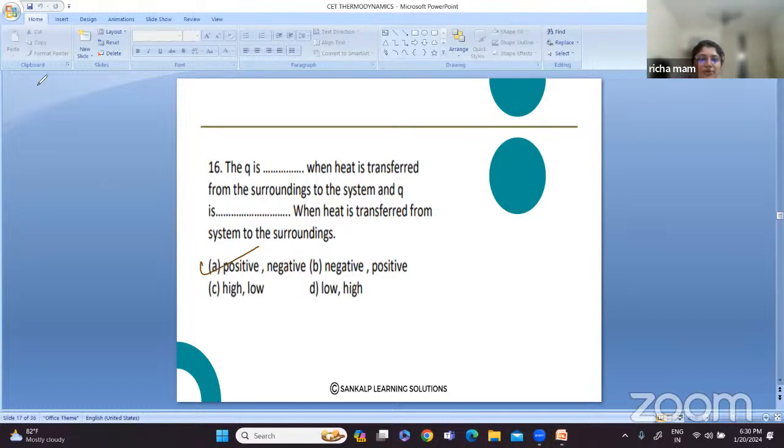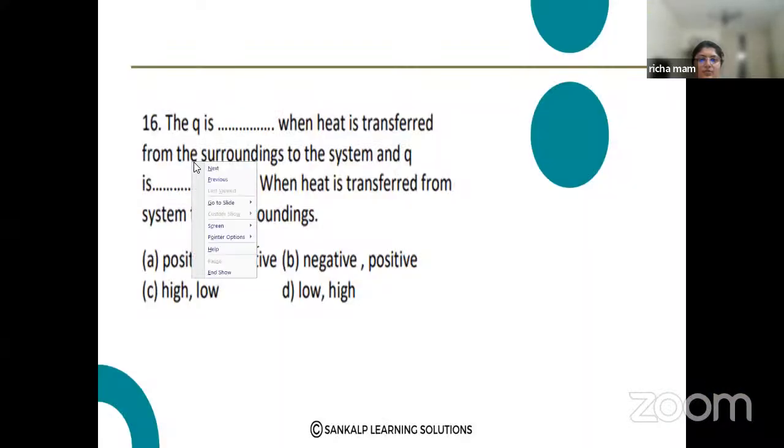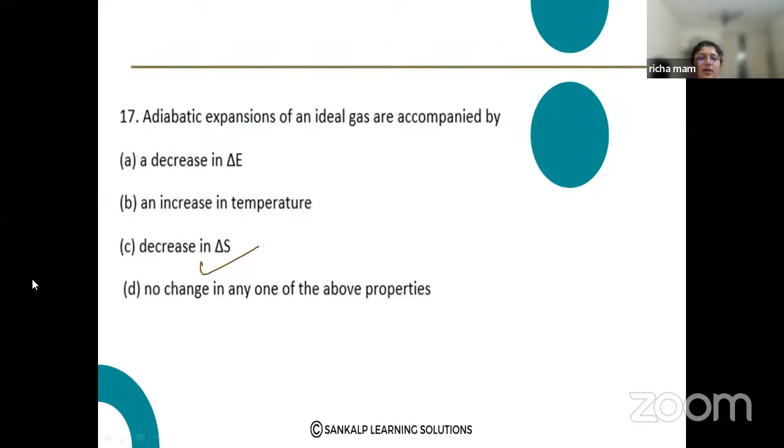Fine, moving forward. Adiabatic expansion of an ideal gas is accompanied by: A, decrease in delta E; B, an increase in temperature; C, a decrease in delta S; and D, no change in any of the above properties.